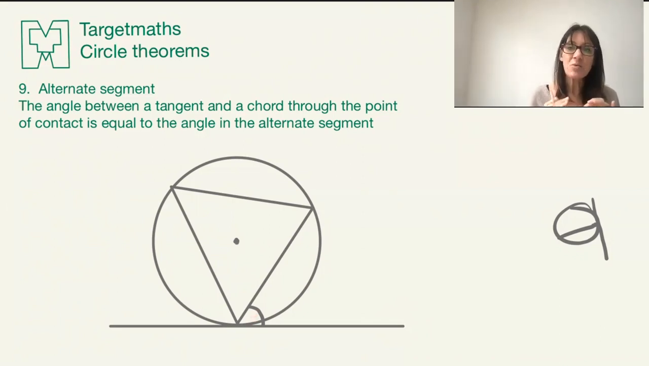Now, this is the way I think you need to think about this theorem so you don't get confused by it, because there's a lot happening.